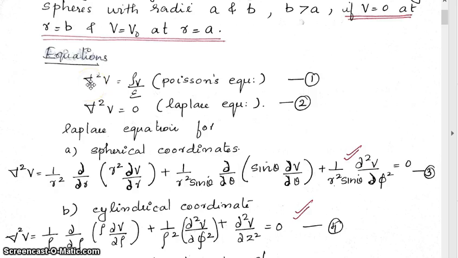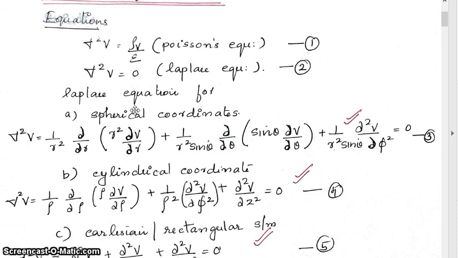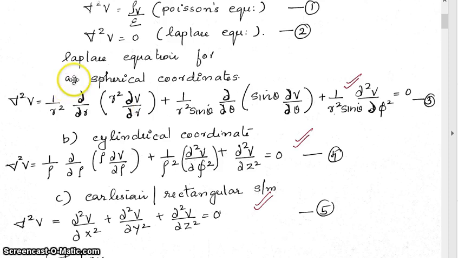What is Poisson's equation? Del square V is equal to rho V by epsilon. And Laplace equation is a special case of Poisson's equation, that is del square V is equal to 0. Then you have to learn these three expressions by heart: the Laplace equation for spherical coordinates, that is given here. Similarly, Laplace equation in cylindrical coordinates and Cartesian coordinates.